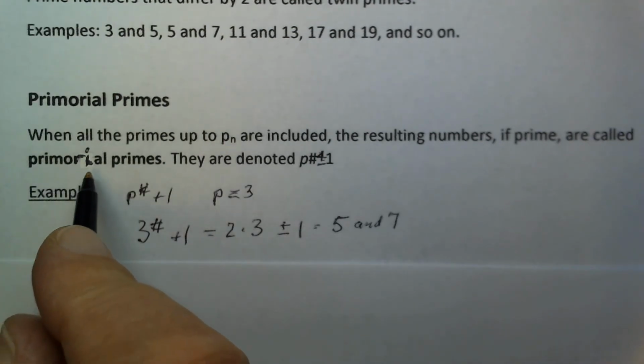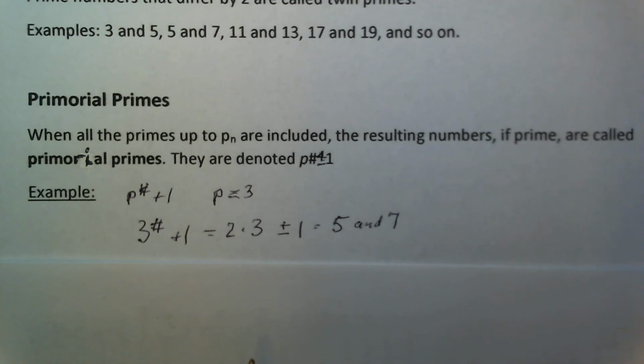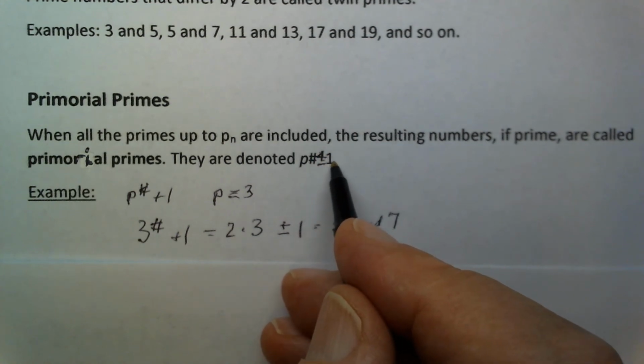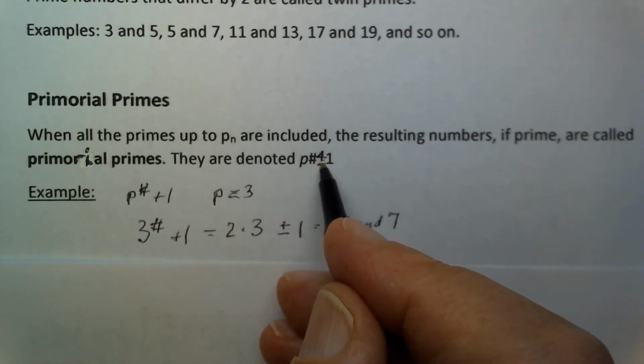I just corrected a typo here. It's primorial primes, and this is plus or minus 1. A little bit hard to read.